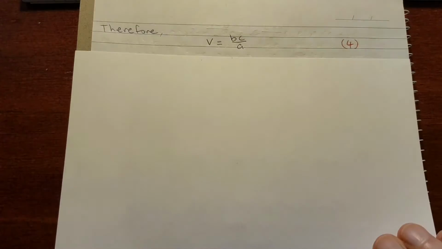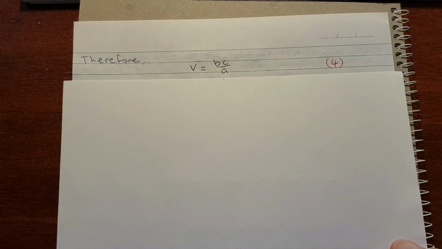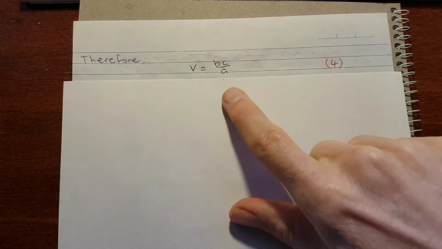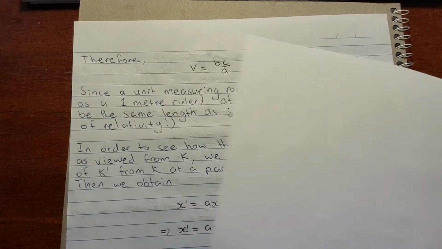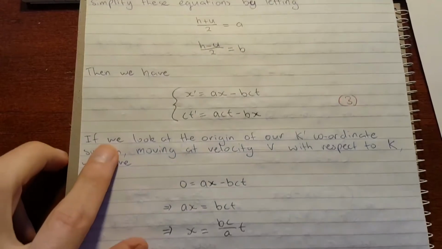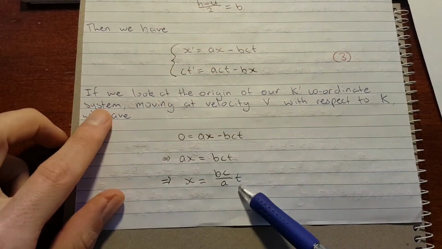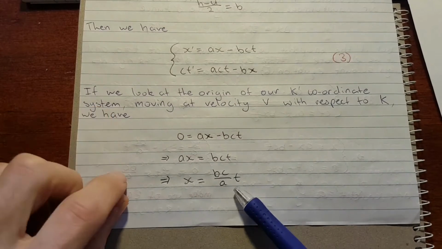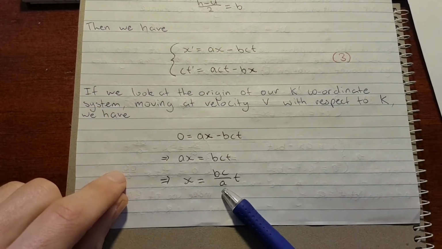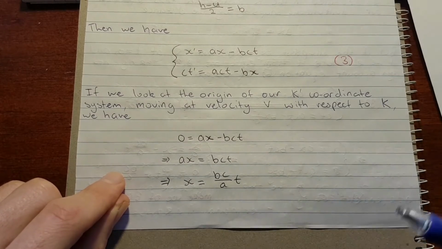And so what we have is, therefore, v is equal to bc divided by a. It's over here. BC over A is equivalent to our velocity. That's the velocity of the train moving past our train station platform.